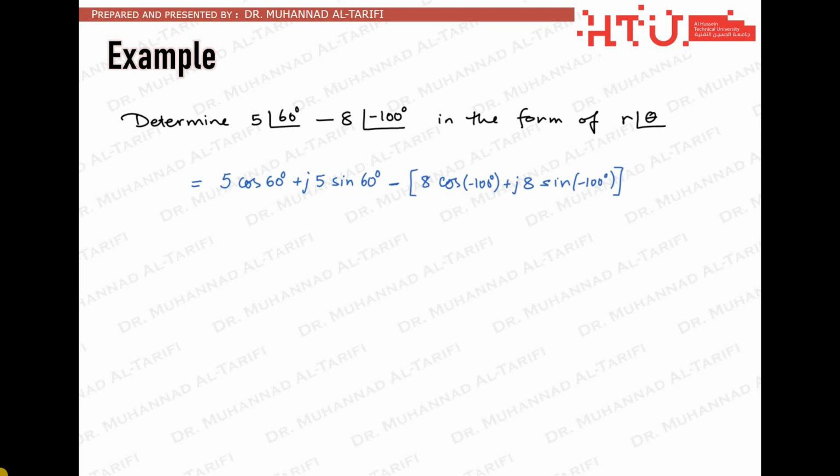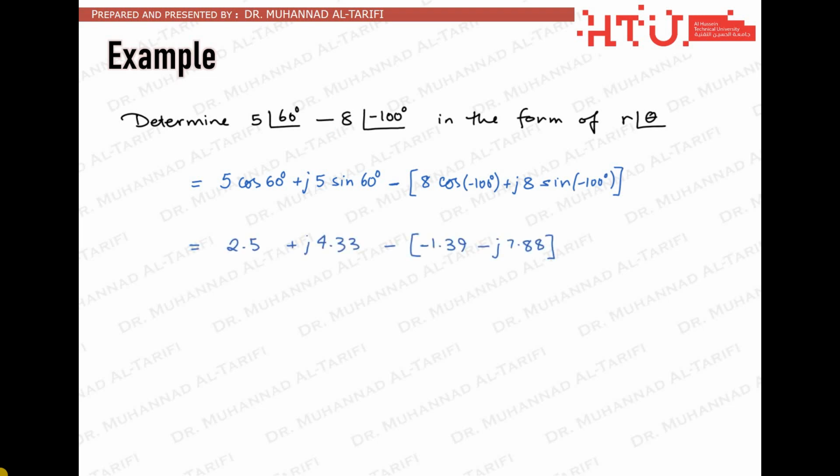In this example, we need to determine 5 at the phase of 60 degrees minus 8 at the phase of minus 100 degrees and represent the outcome in polar form r at the phase of theta. To apply the subtraction operation, both numbers must be first transformed to rectangular forms. We actually learned this in a previous video. 5 at the phase of 60 degrees is transformed to this, and 8 at the phase of minus 100 degrees is transformed to this, and the subtraction operation remains.